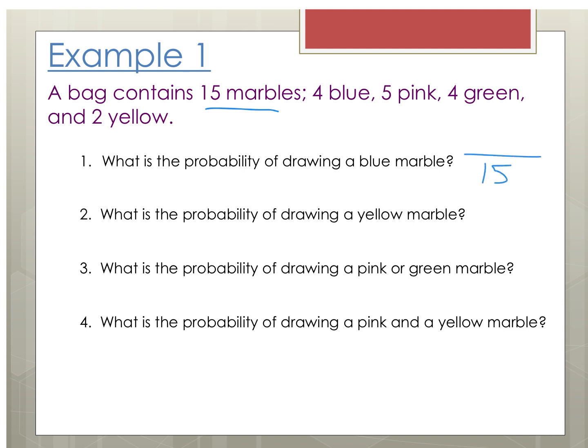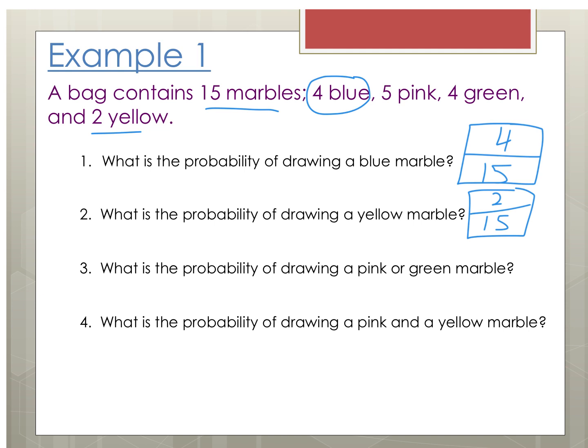And then notice in the bag you have 4 blue out of the 15, so 4 out of 15 would be our answer. Notice this fraction can't be reduced, so 4/15 is that probability. What's the probability of drawing a yellow marble? Well, in this case, the bag still contains 15, but there's only 2 yellow marbles, so this will be a 2 out of 15 chance.